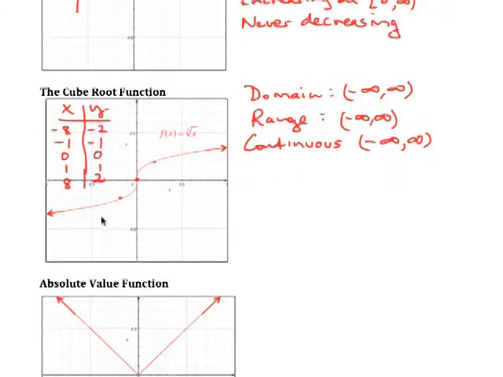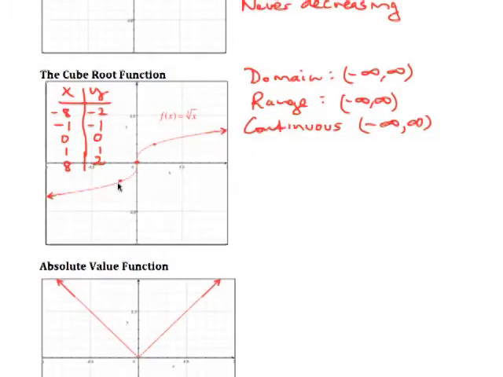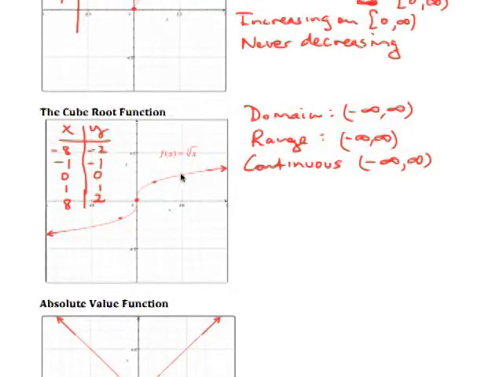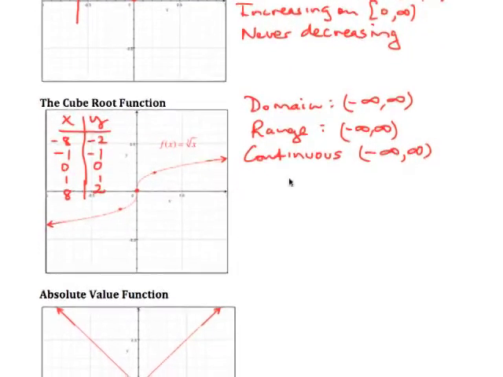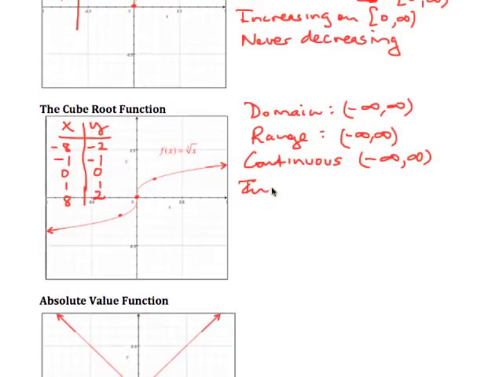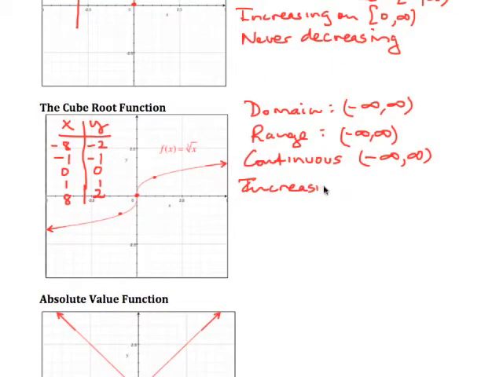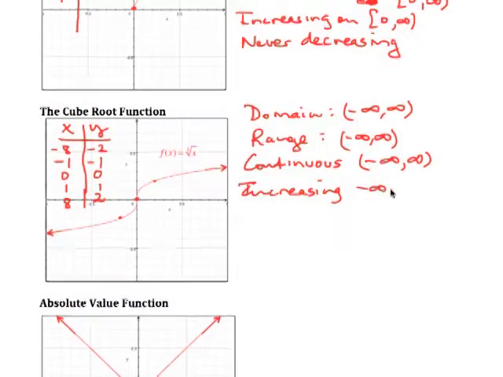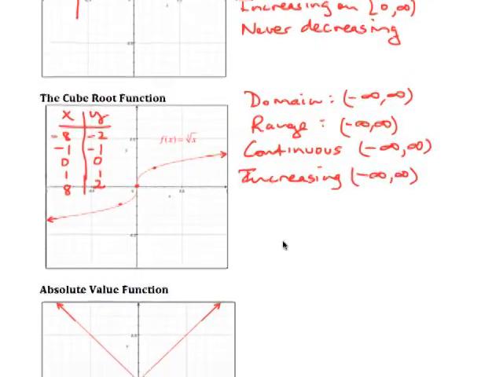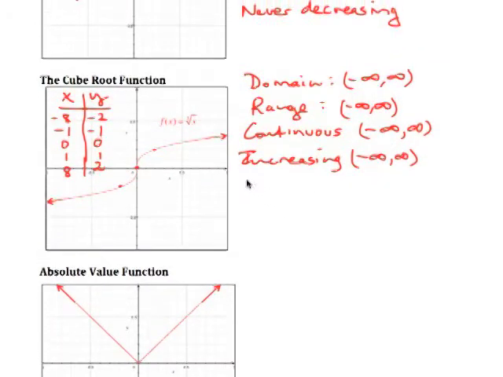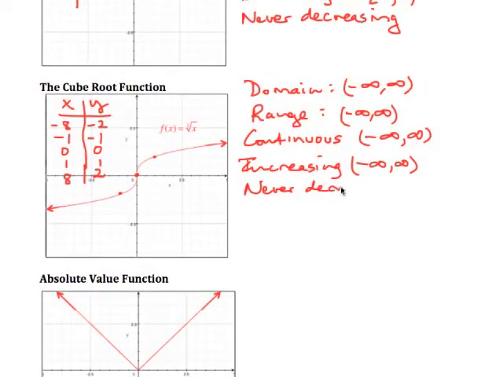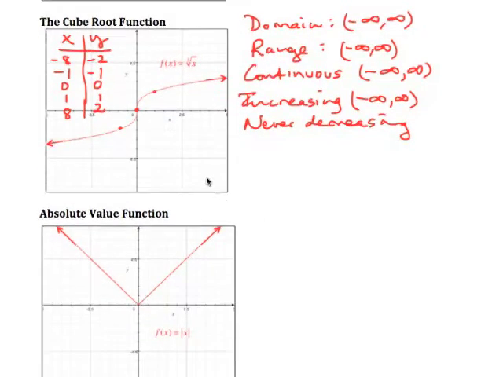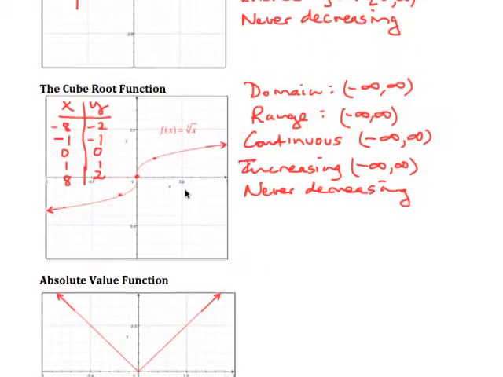So now, when is it increasing and decreasing? Well, it's going up to the right here, up to the right, up to the right, up to the right, up to the right. So in other words, it's increasing on its entire domain. So it's also increasing on negative infinity to infinity, and of course it's never decreasing. All right, and so there's our characteristics for the cube root.